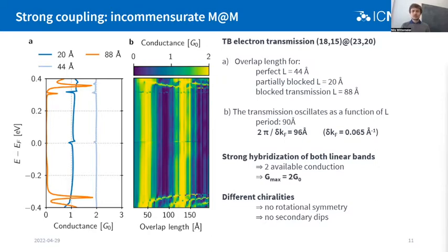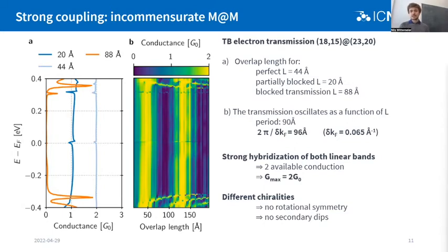And again, we looked at the band structure. We extracted the change in the Fermi wave vector and compared it to the period that we observe in the transmission plots. And again, it matches quite well. So we think that this model of just looking at the 1D waves is quite accurate in making predictions about how the transmission through these strong coupling nanotubes works, if both of them are metallic, of course.